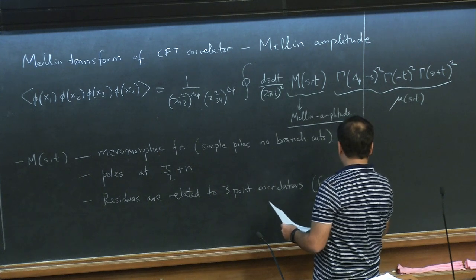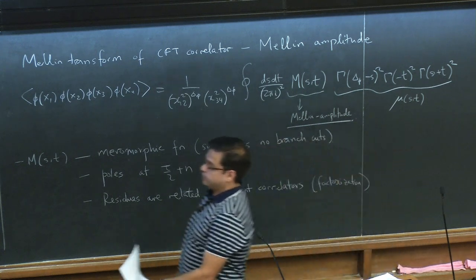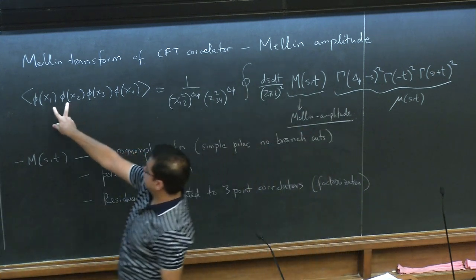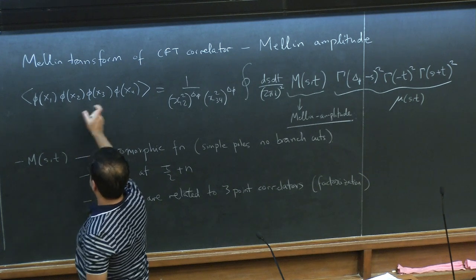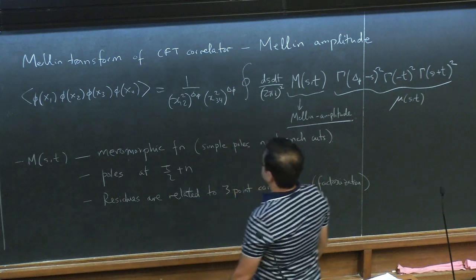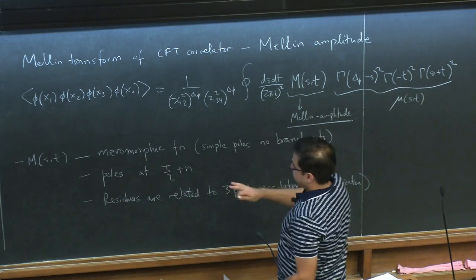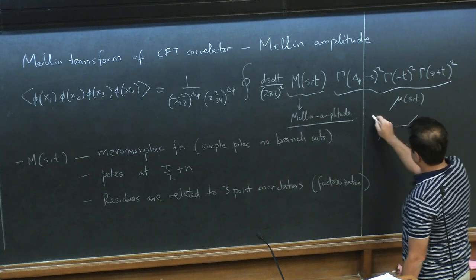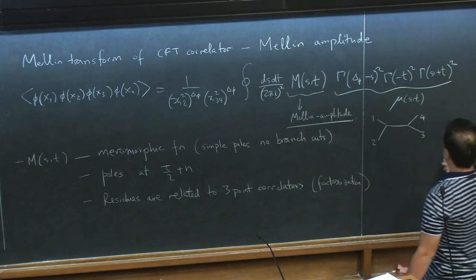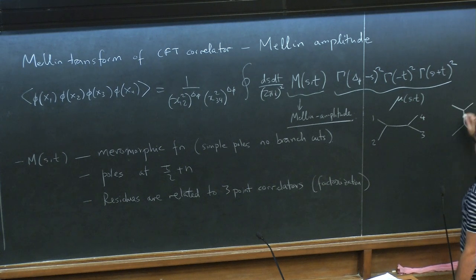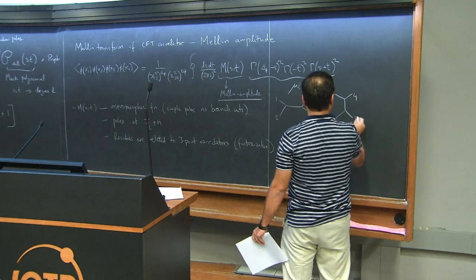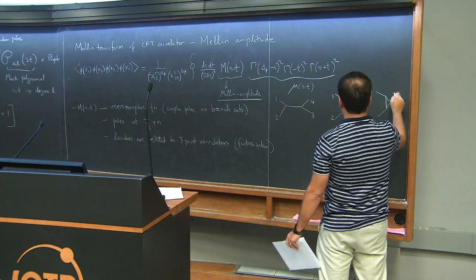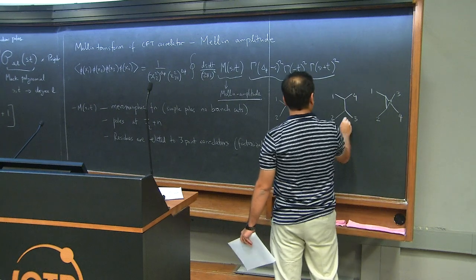Going from one channel to another: if this is an S-channel expression, by that I mean that you're taking the first two operators and doing the operator product expansion, and you're taking the last two and doing it. That is what I was calling the S-channel yesterday. Labeling the points 1, 2, 3, 4, the T-channel is this expression when I'm taking 1 and 4 close together and 2 and 3 close together, and the U-channel is the usual way that we would think of the U-channel: 1 and 3, 2 and 4. So this is S, this is T, and this is U.